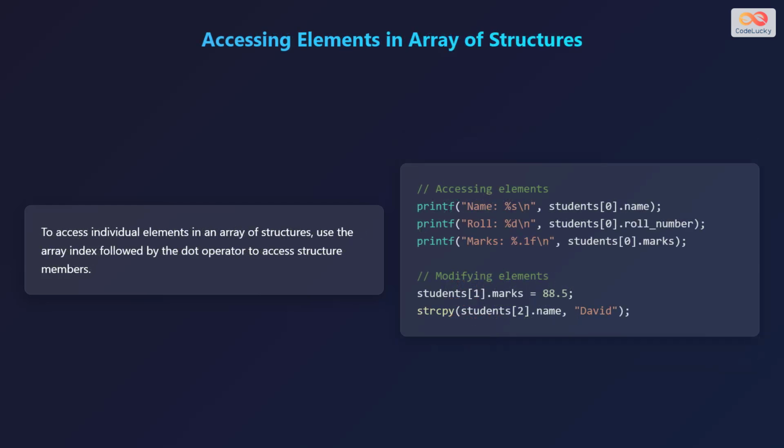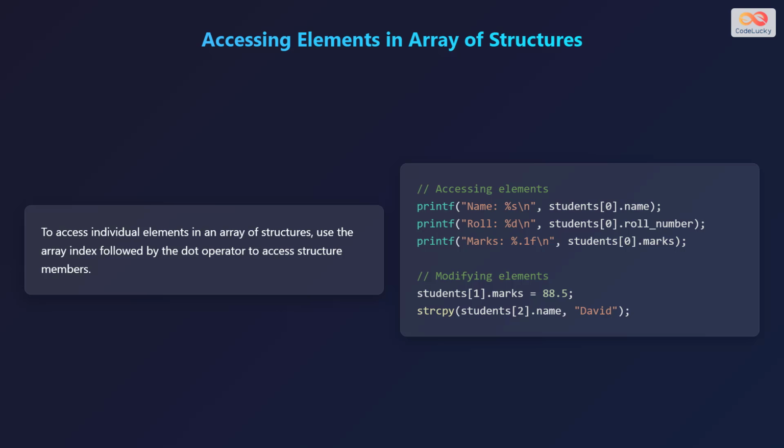To access individual elements in an array of structures, use the array index followed by the dot operator to access the structure members. For example, to access and print the name, roll number, and marks of the first student in the students array, which is at index 0, you can use the printf function with the following format specifiers.